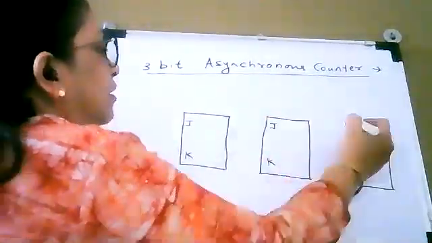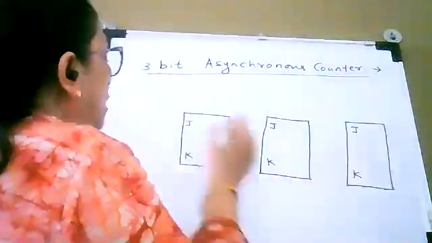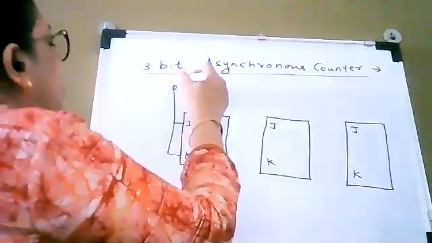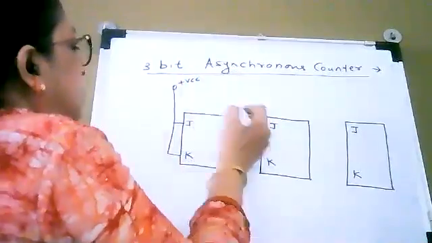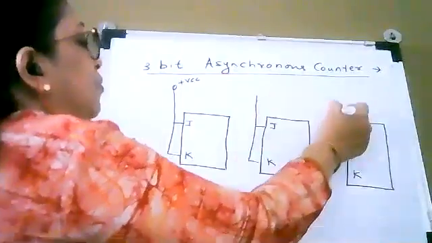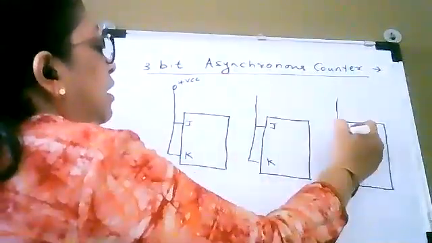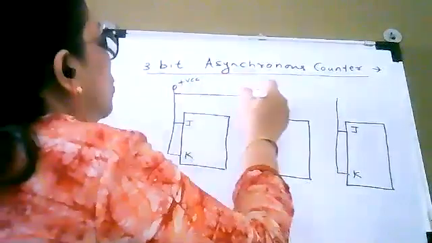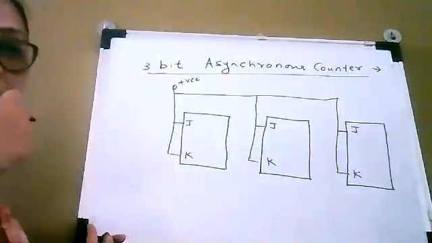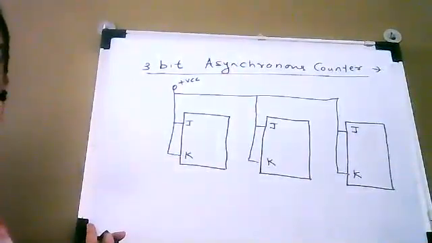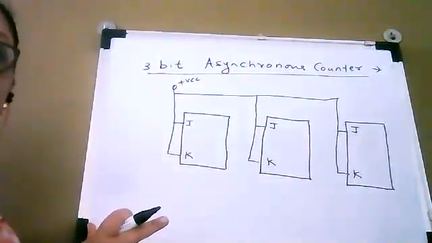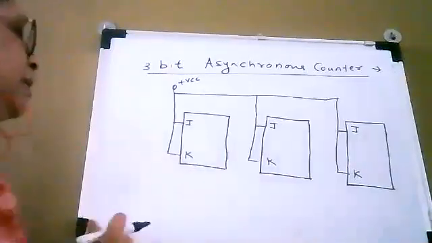So for 3-bit asynchronous counter, 3 JK flip-flops are used, and these 3 JK flip-flops are used in toggle mode. And in order to use these flip-flops in toggle mode, you have to connect J input and K input of the flip-flop together and connect it to plus VCC or logic 1. Okay, so logic 1 is applied to J and K inputs of all the flip-flops. So whatever I have drawn now is a JK flip-flop which is used in toggle mode.